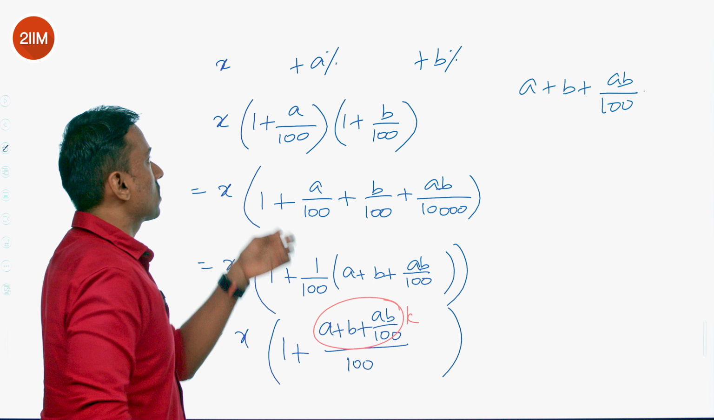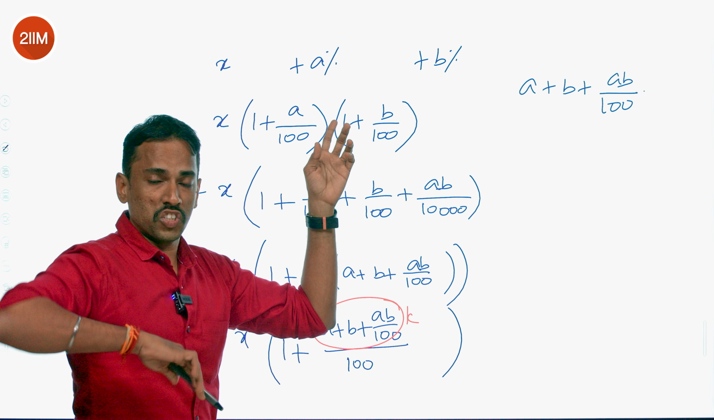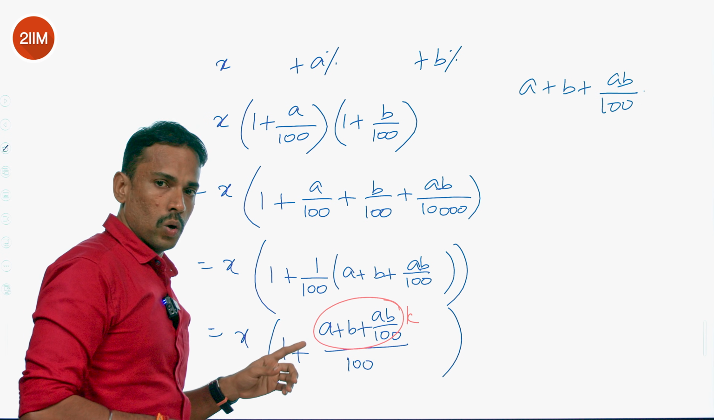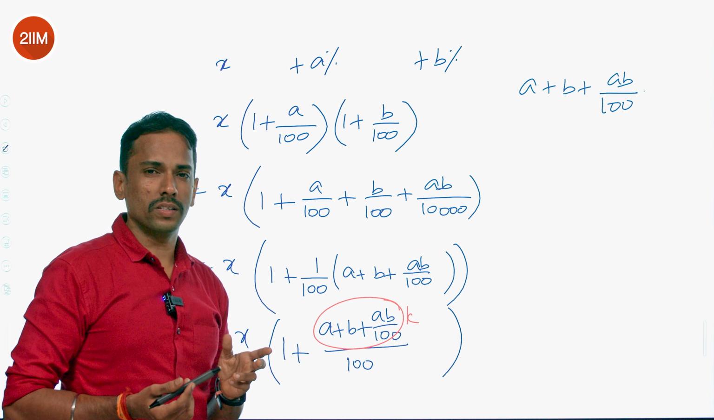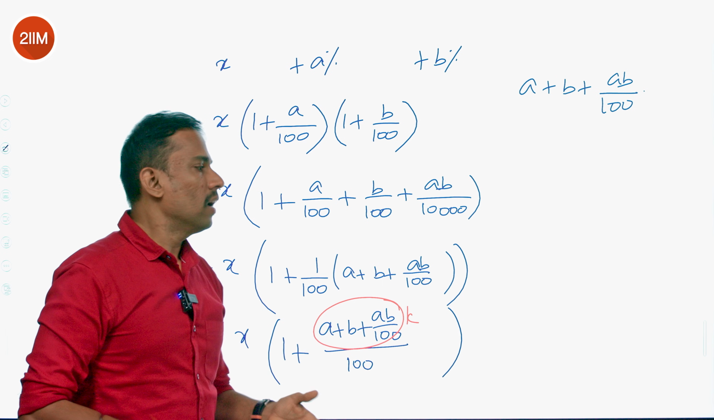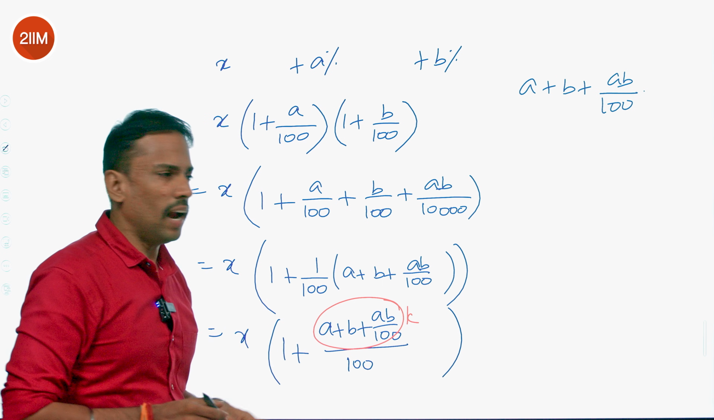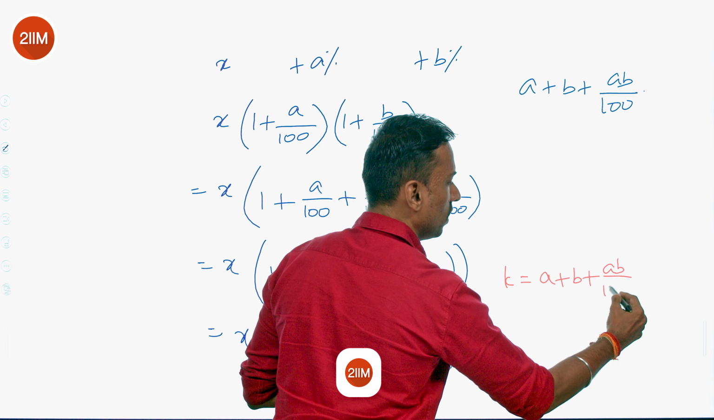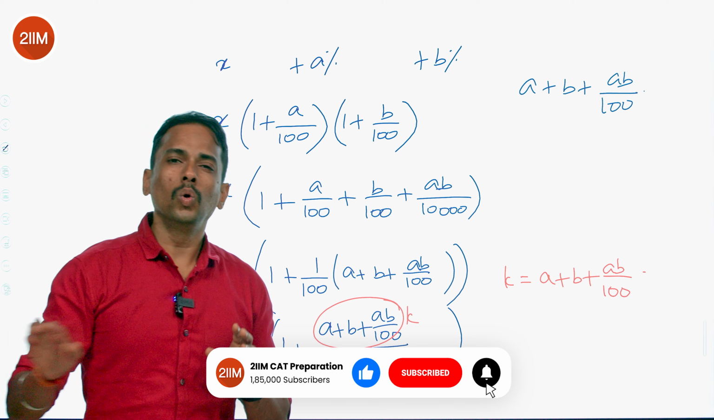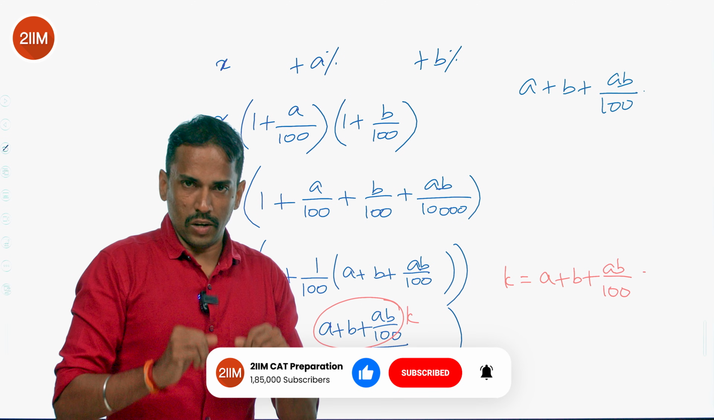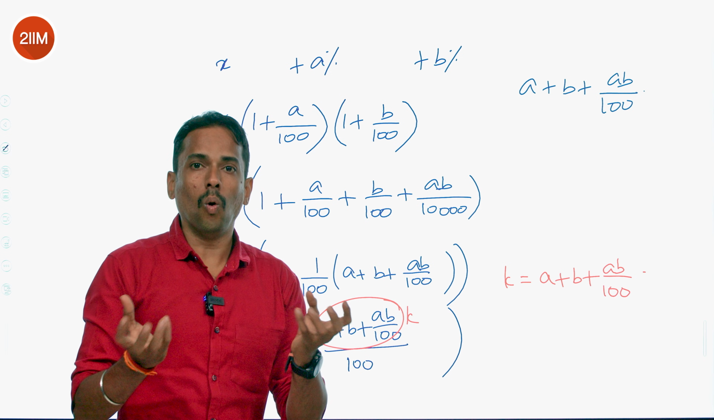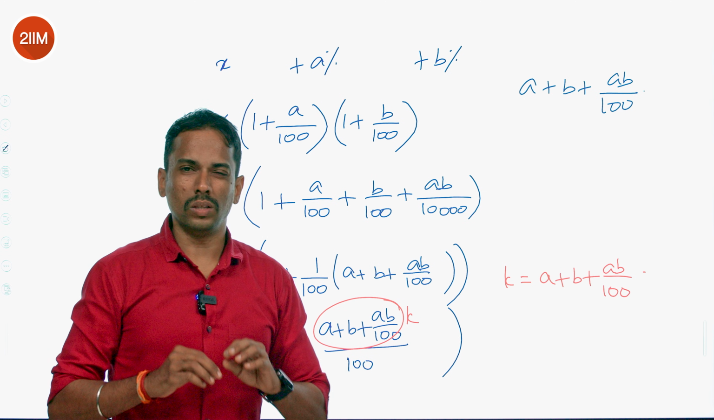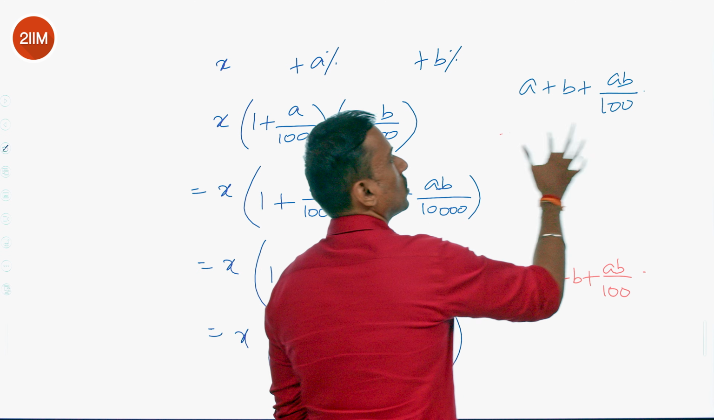So when I changed x successively with two percentage values a and b, finally x is becoming x into 1 plus k by 100, which means x is finally getting increased by k percentage, and k is just a plus b plus ab by 100. So effectively, whenever there are two percentage changes a and b happening to a value, the overall percentage change is going to be a plus b plus ab by 100. So this is the idea behind using this handy formula.